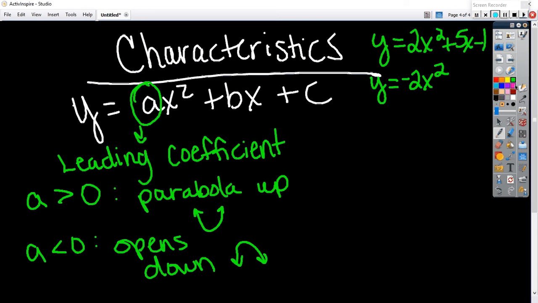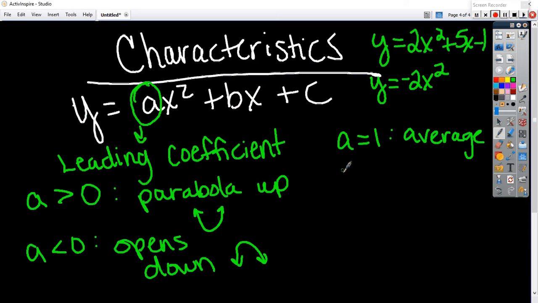The other thing that A tells us a lot. Remember I told you that a parabola could be skinny or it could open up wide? A tells us this, and this is where you have to kind of think about it. If A is 1, we're going to call that an average width. That's like the parent graph. It's going to be a normal width from the vertex. It's going to go up 1 over 1. It's just an average parabola.